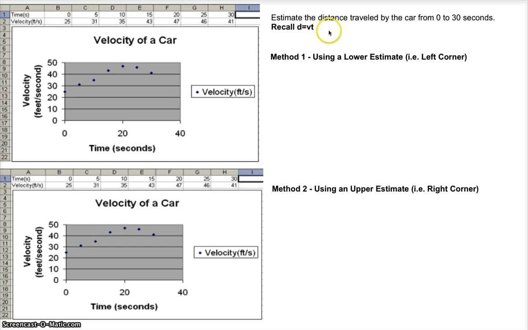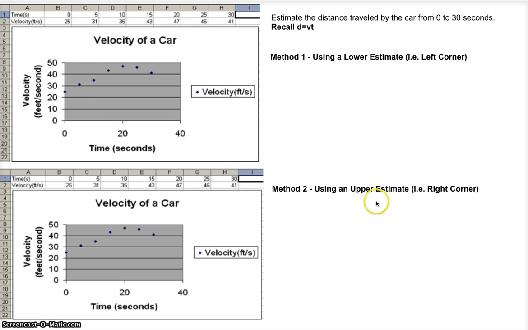Okay, we want to estimate the distance traveled by a car in a 30-second interval. And we're given the information here. The information we're given is the velocity in feet per second of the car, which was measured every 5 seconds. So here's our data set, and here's a graph that goes along with that.